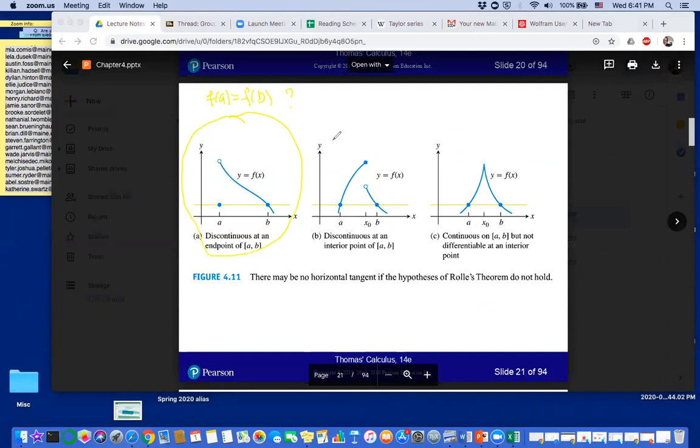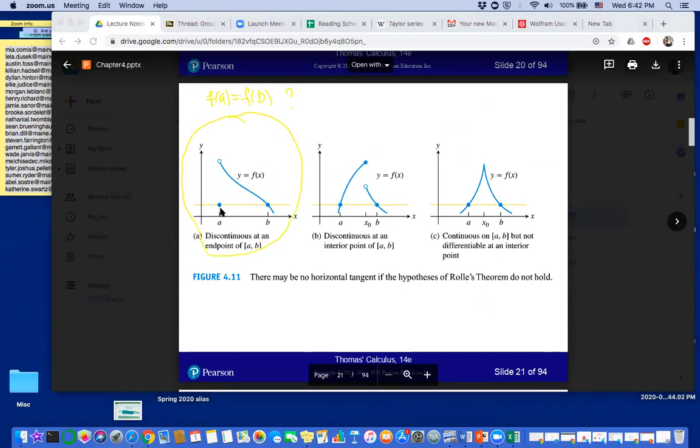Is this true? You can speak or just type things into chat, whatever you want. No, it's not true. Okay, I'm gonna change to blue. Okay. Is it true that f of a equals f of b? Not true. Any other opinions?